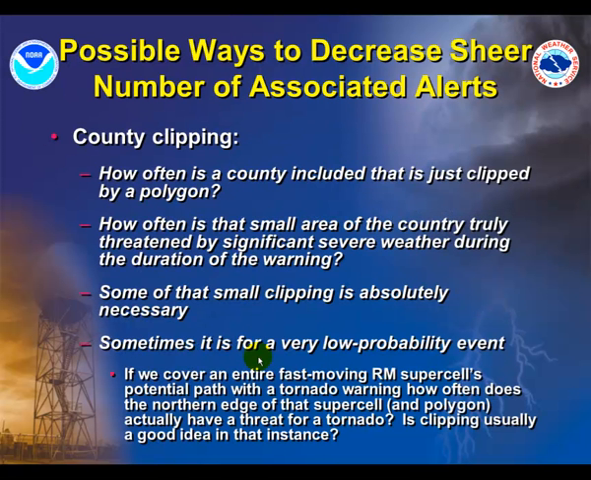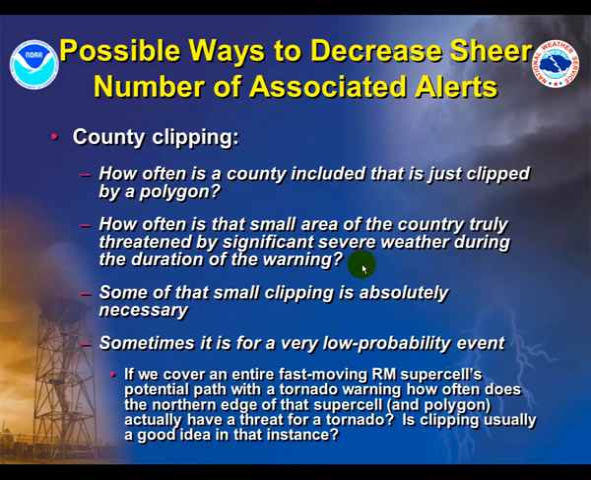Another way is this county clipping. We talked about that already in that exercise from Iowa. How often is a county included as just clipped by a polygon? And how often is that small area of the county truly threatened by something significant during the duration of the warning? Now, absolutely, sometimes that small clipping is necessary. You've got a supercell with a hook moving. It looks like it's going to move near or across the northwest corner of a county. You don't want to play with fire in that case and not include that county if it turns more right or whatever. You want to include that.